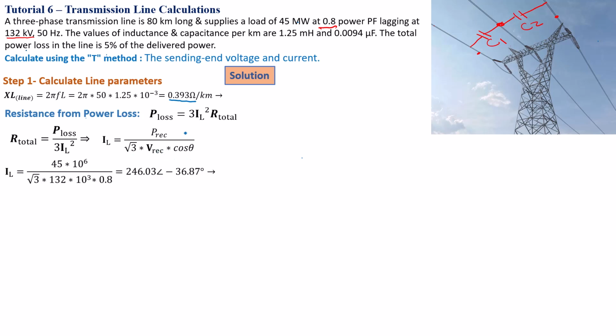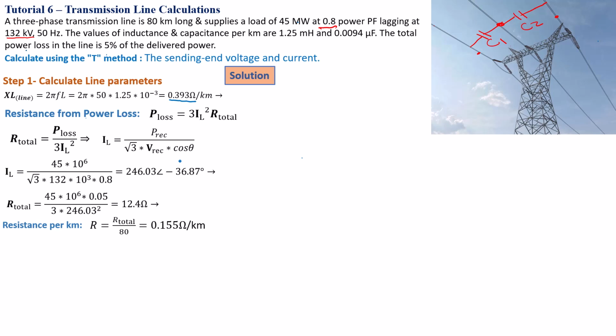And this basically will give us a current of 246.03 with this angle, which is basically a lagging power factor of 0.8 that gives us this angle. Continuing, we can then get our R total to be 12.4 ohm. So this is a total resistance for this line. Okay, then we can divide it to get the resistance per kilometer simply by dividing it by 80.